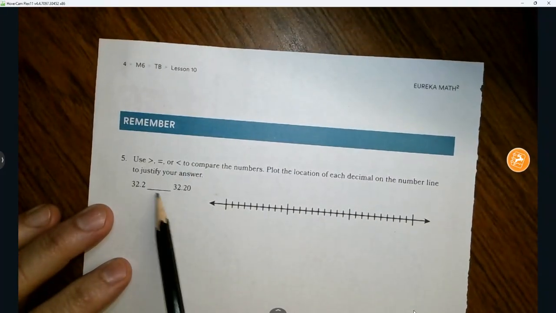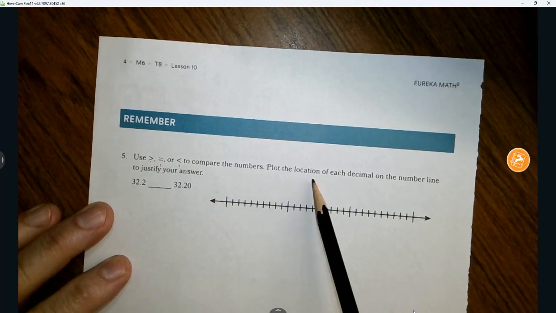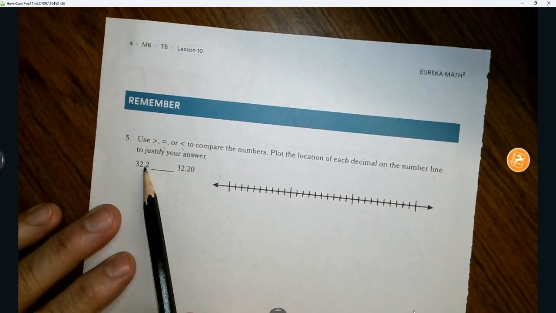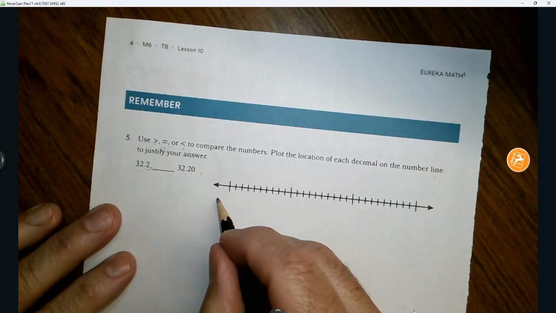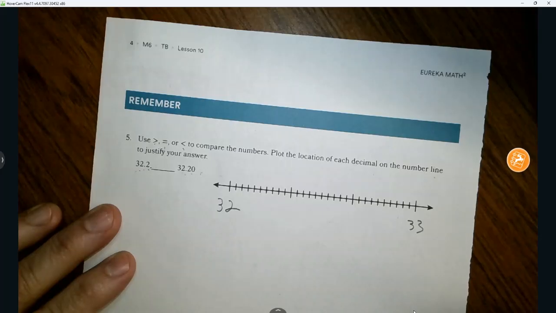All right, here we go. Use greater than, equal to, or less than to compare the numbers. Plot the location of each decimal on the number line. So we have 32.2 and 32.20. Where do those go? So you want to put 32 here and 33 here. That's all I'm helping with.